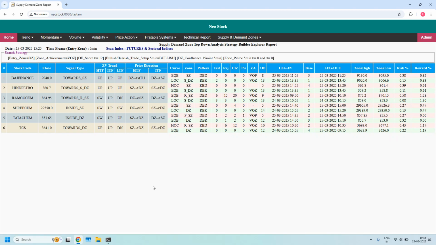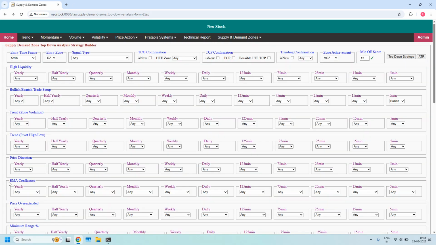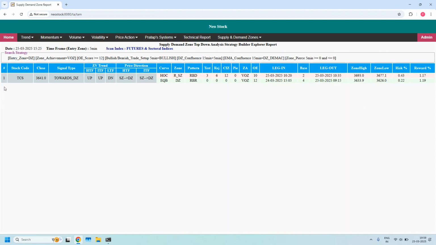Okay, fine. And if the 15 minutes demand zone has daily EMA confluence, because the 15 minutes trend is uptrend, then those 5 minutes demand zones might have more high probability to get success. Let's filter. If we can get any stocks, let us verify. 15 minutes demand zone with daily EMA confluence. So one stock is filtered. So the TCS demand zone might have more high probability to get success compared to the others.